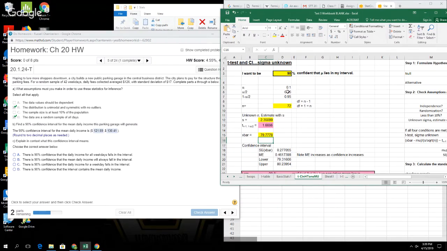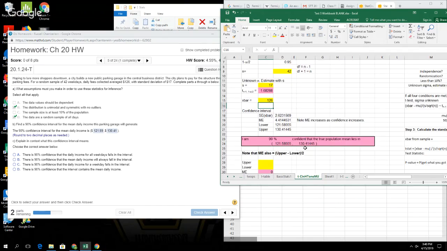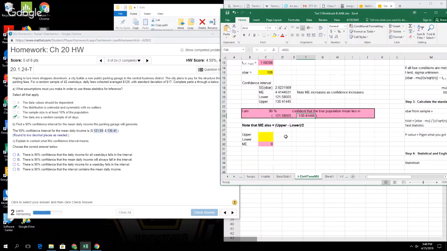All right, so let's do this problem this way. I want to be 90% confident with a sample size of 42, a sample standard deviation of 17, and an X bar of $126. I want to see my confidence interval. Well, boom, there it is, just like we computed it by hand. All right, so there you see two kind of ways to go about it, right? Okay.